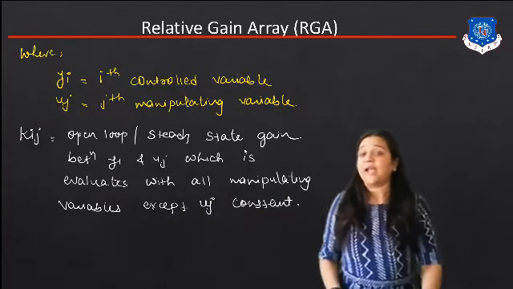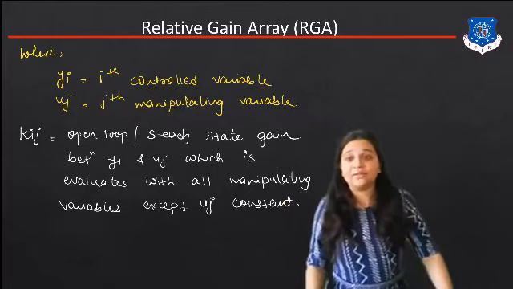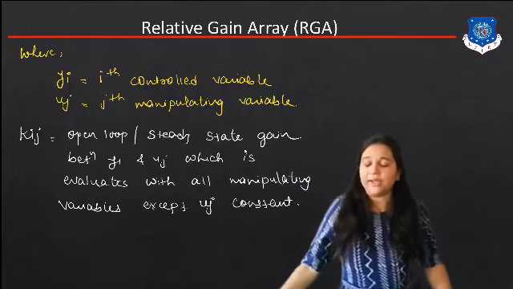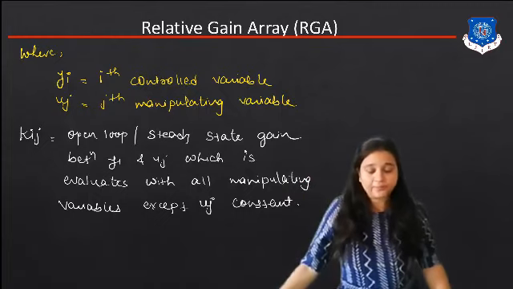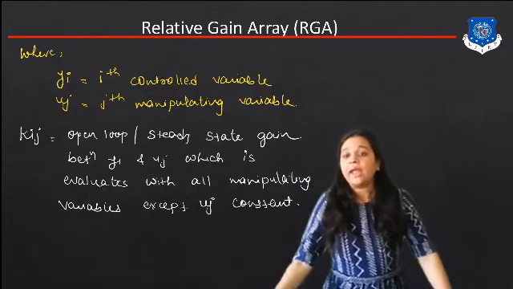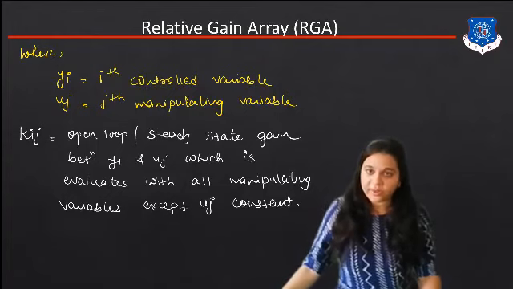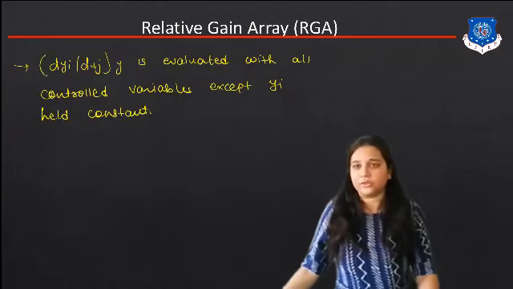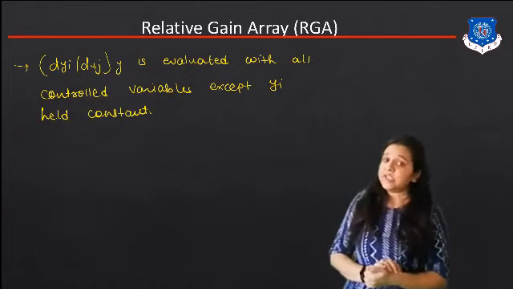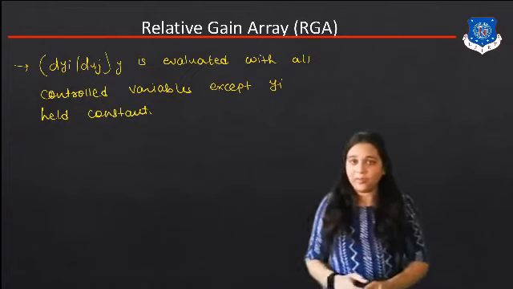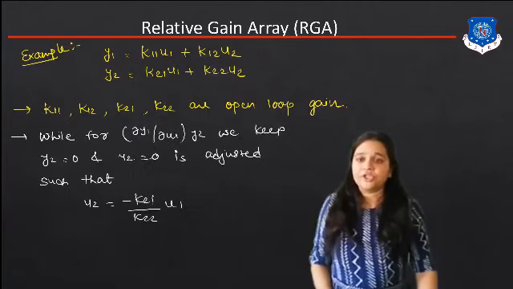So here yi is the ith control variable, and uj is the jth manipulated variable, and kij is equal to the open loop steady state gain between yi and uj, which is evaluated with all manipulating variables except uj held constant. Now dy upon duj is evaluated with all control variables except yi held constant. We can take yi as a constant variable.